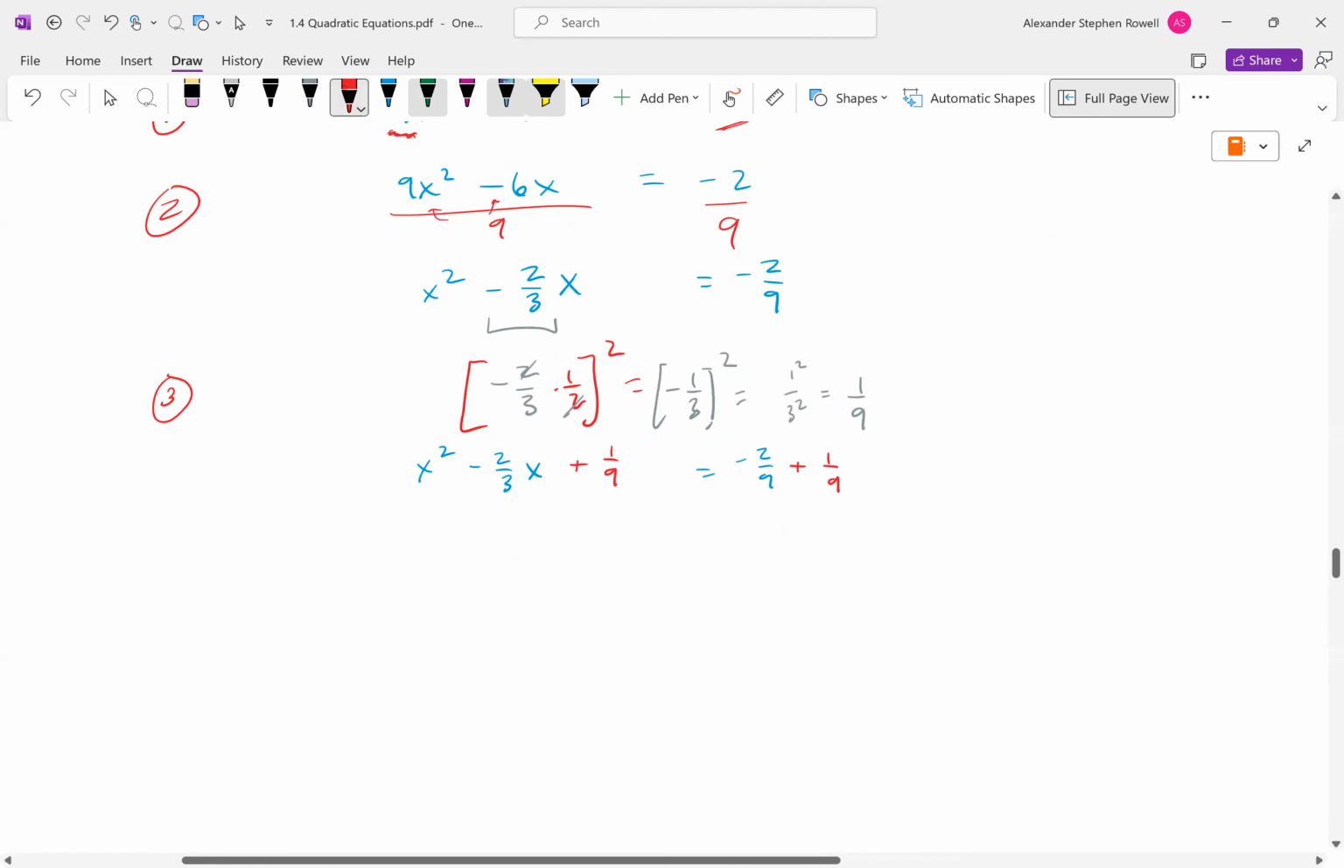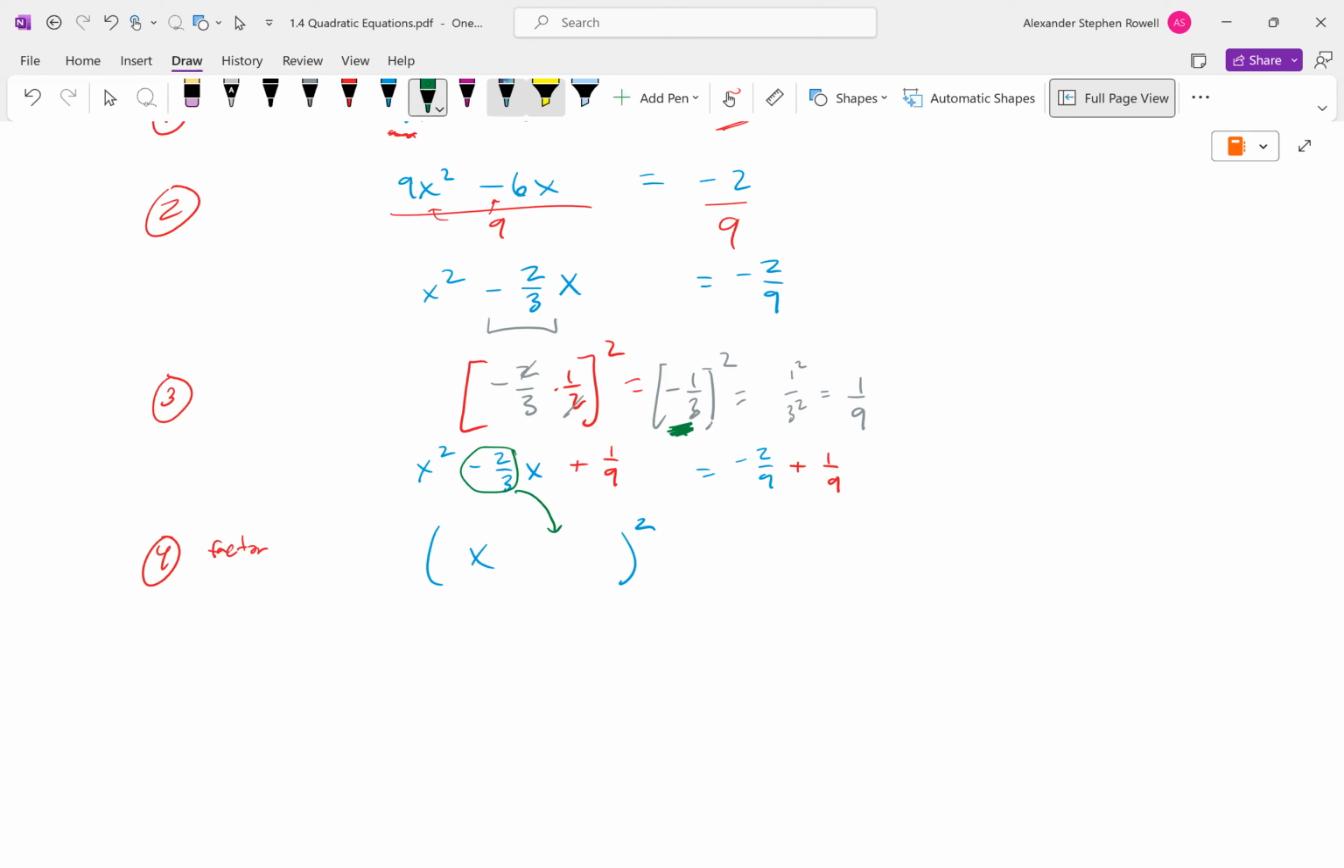All right, what is the next step? Very good, factor. And the shortcut would be what to factor it? Half of this, which we calculated here, right? Half of that we said is negative 1/3. What's negative 2/9 plus 1/9? Negative 1/9. Yep. It's a common denominator, so we can add negative 2 plus 1 is negative 1.